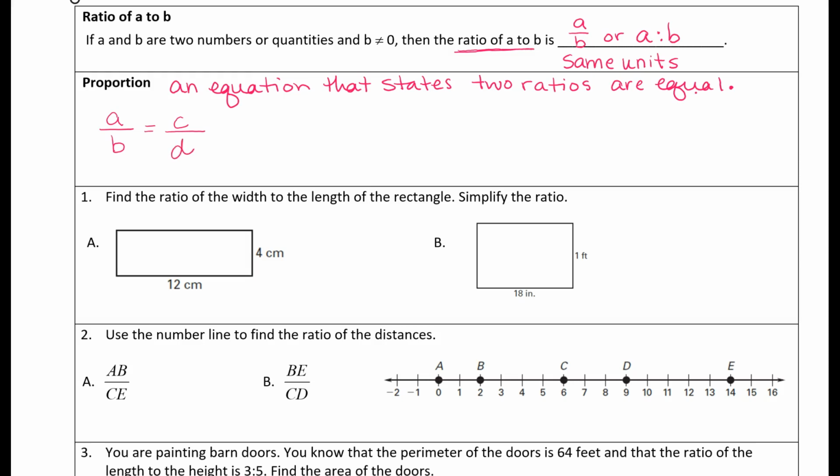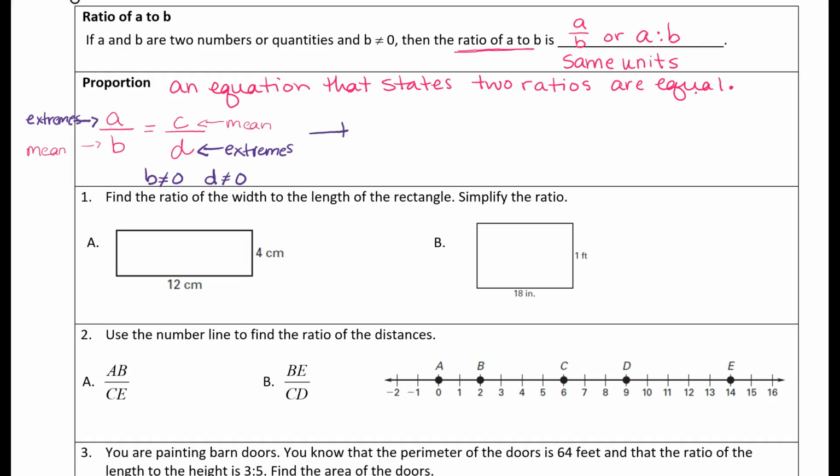Now, the A here and the D here, these are called the extremes. Now, C and B, these are called the mean. Now, there's a couple of things we have to know when we are looking at this proportion. The first thing is that B cannot equal 0 and D cannot equal 0, because if those do actually equal 0, then we would have an undefined proportion.